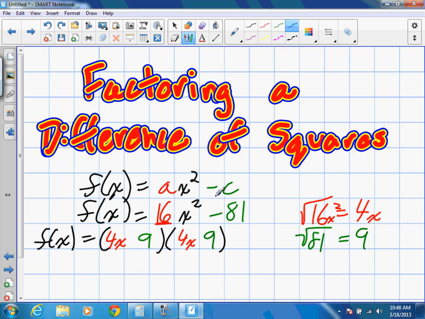Anyone know what the operations in between will be? Plus and a minus. Doesn't matter which one you put it in, just make sure you have one plus and one minus. And that's it. And why does that work this way? Why do we only end up with three terms?